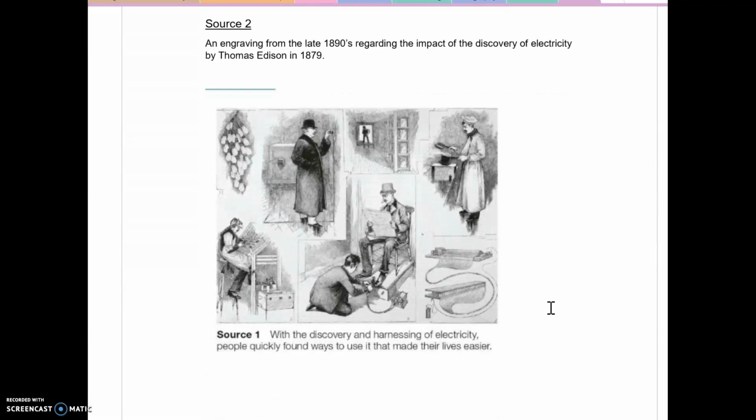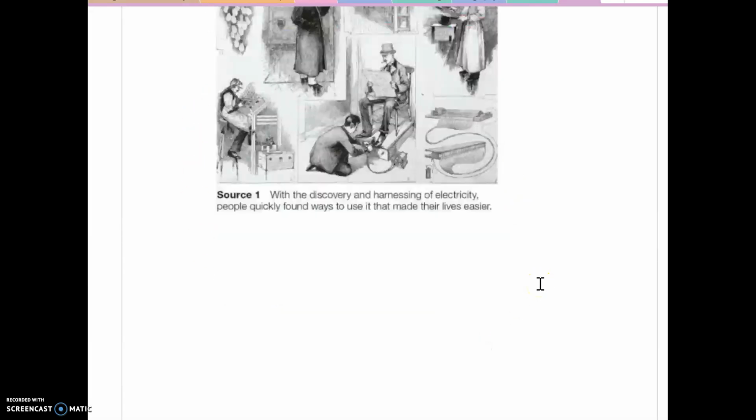I've decided for my second source, I'm now going to have a visual source. It's up to you how you break it down. You can do visual or you can do written, but you should have a combination of both. So here we go, a nice little clip there, an engraving from the late 1890s regarding the impact of the discovery of electricity by Thomas Edison in 1879. So again, this kind of invention, we had the car, its affordability, now I've got electricity here.